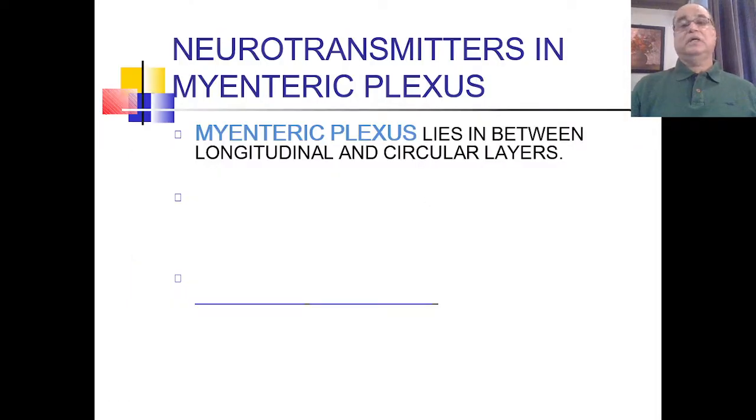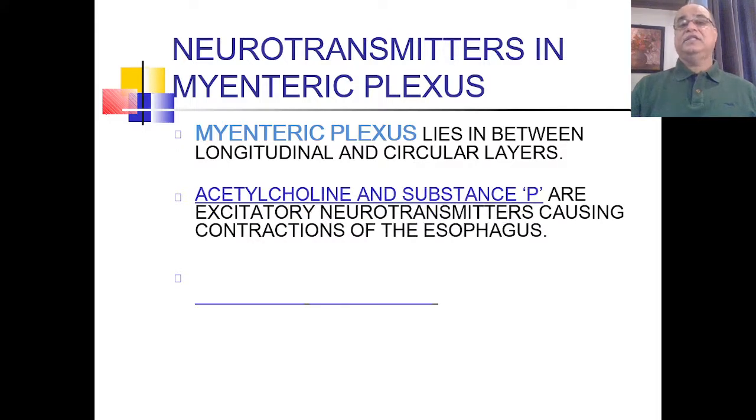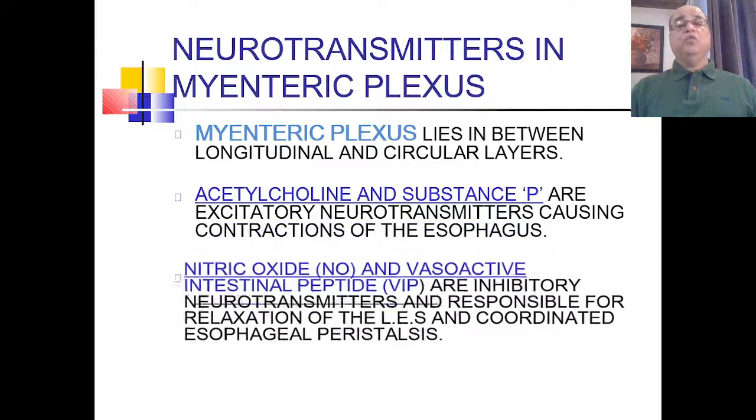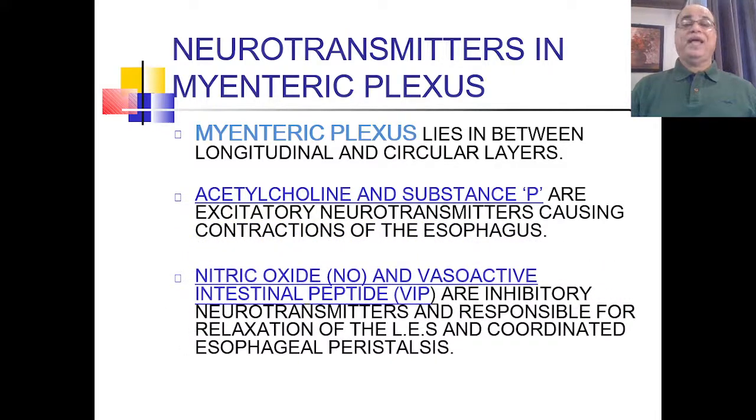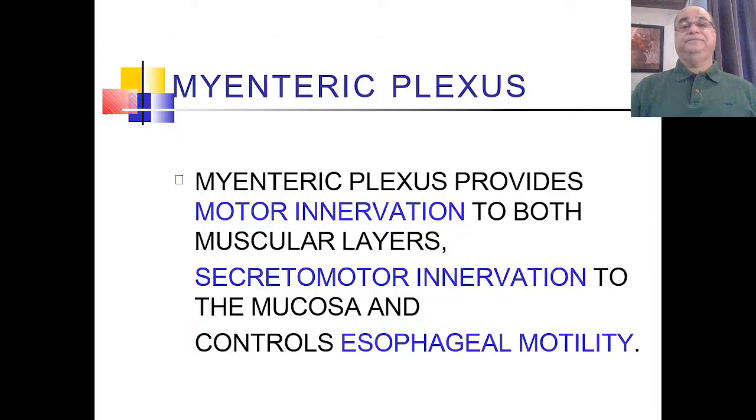Myenteric plexus, it is lying in between the longitudinal and circular layers. Acetylcholine and substance P are the excitatory neurotransmitters which cause the contraction of the esophagus, while nitric oxide and vasoactive intestinal peptide, VIP, are the inhibitory neurotransmitters and responsible for relaxation of the lower esophageal sphincter and coordinated esophageal peristalsis, which are degenerated in cardiac achalasia patients.